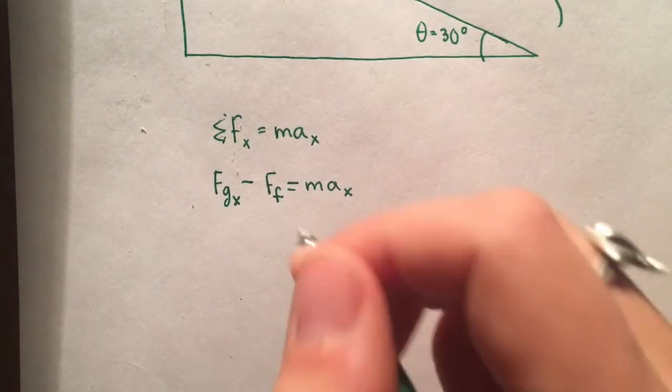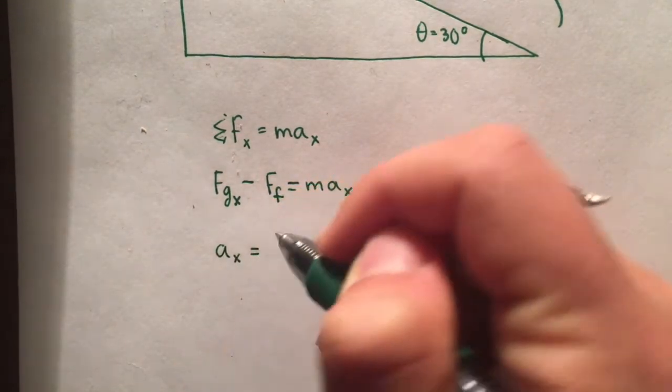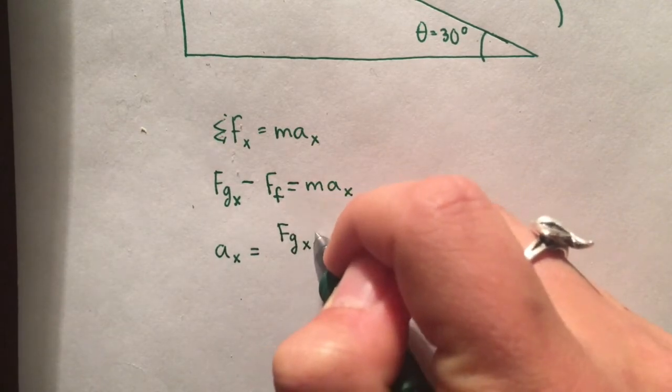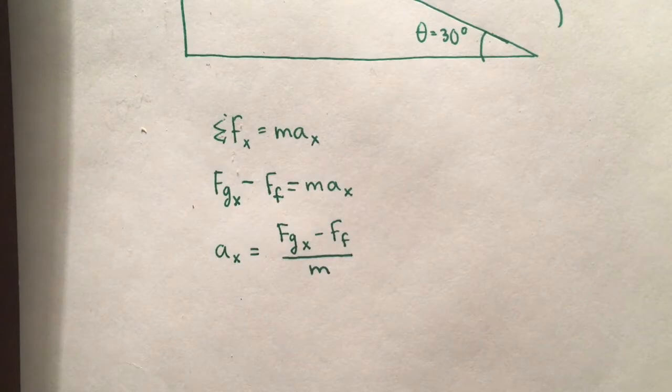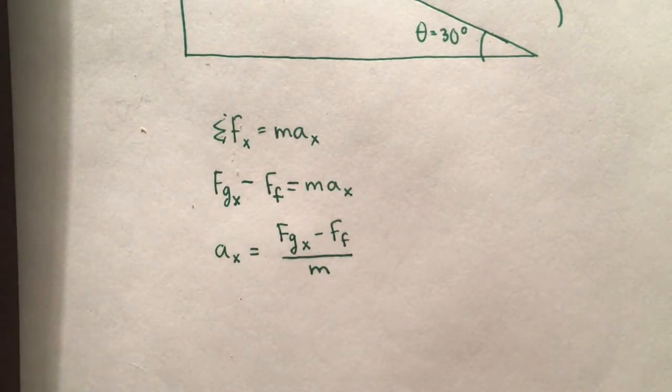Next step is to isolate my variable, so I'm going to divide by the mass and say that the acceleration is equal to the force of gravity in the x direction minus the force of friction, divided by the mass. Now I'm going to replace this force of gravity and force of friction with variables that we know.